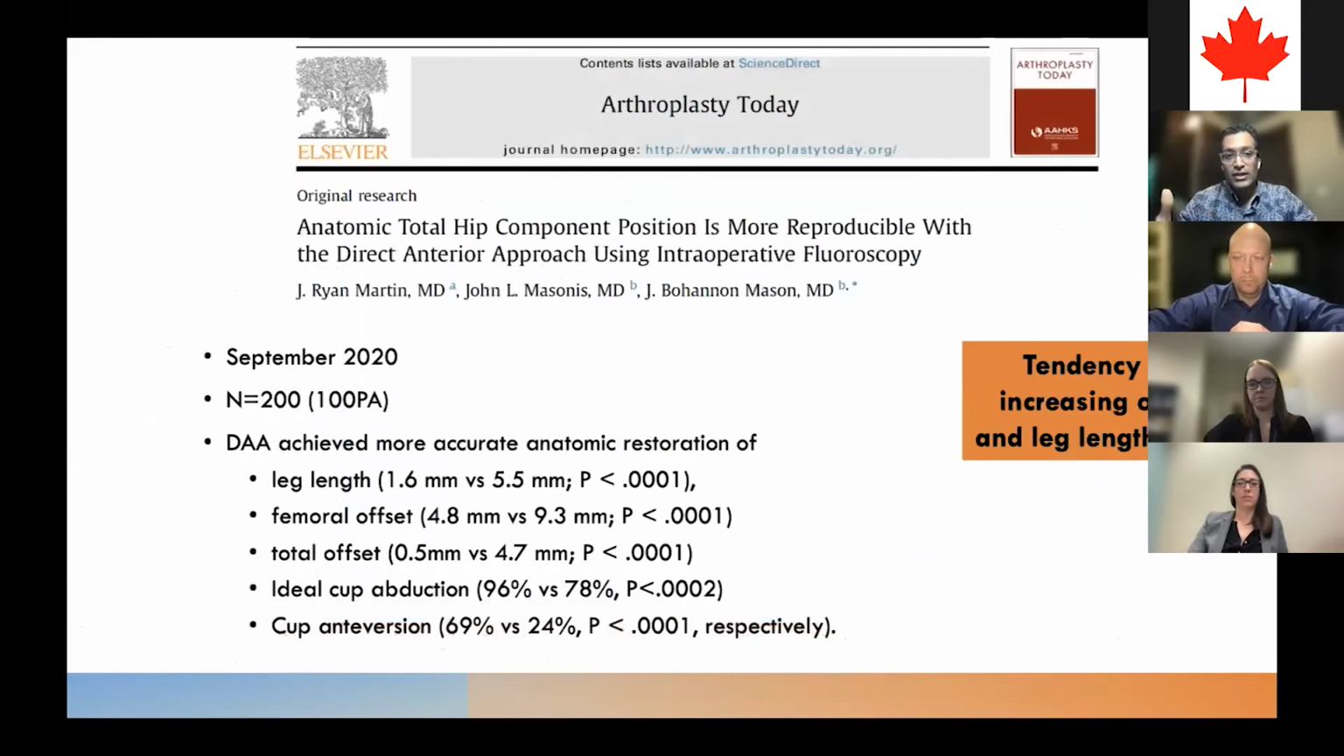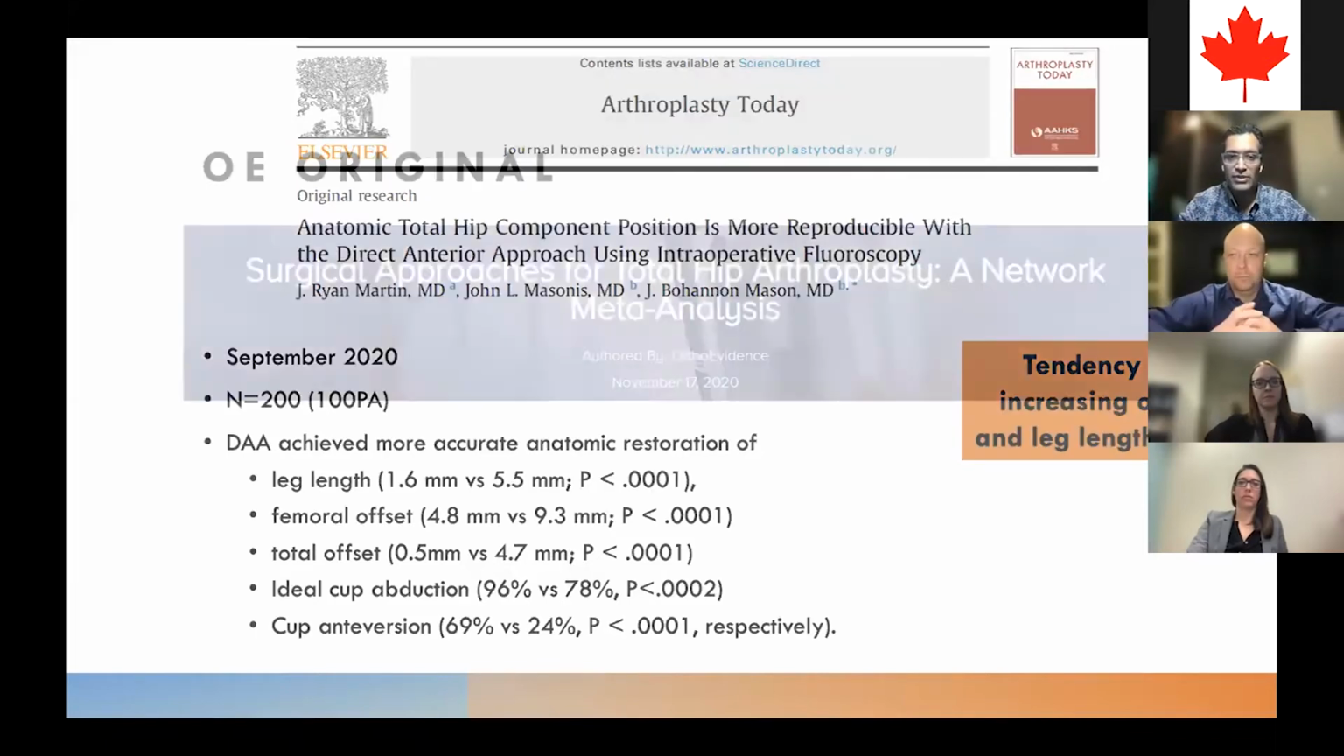When you actually look at the literature and look at intraoperative fluoroscopy, when you can use that during the anterior approach, sure enough, this paper published in 2020 with 100 posterior approach patients and 100 anterior approach patients, they had more accurate anatomic restoration of leg length, femoral offset, total offset, ideal cup abduction, and cup anteversion. And in fact, it was even more interesting to see that there was a tendency of increasing offset and leg length in the posterior approach. And in my experience, and also in this paper, those were likely due to the fact they were trying to increase stability using the posterior approach by doing those things.